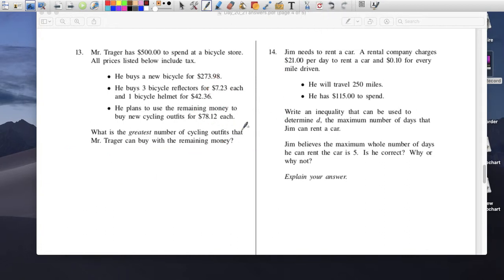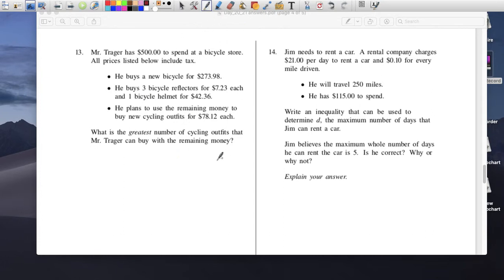14. He wants to rent a car. It's $20 per day and $10 for every mile. He will travel 250 miles. He has $150, $15 to spend. Write an inequality that can be used to determine D, the maximum number of days that Jim can rent a car.